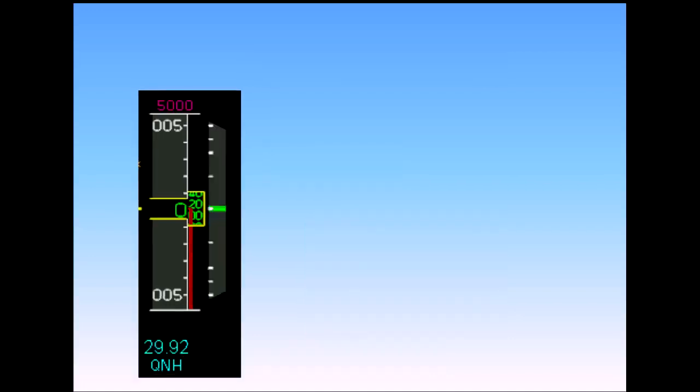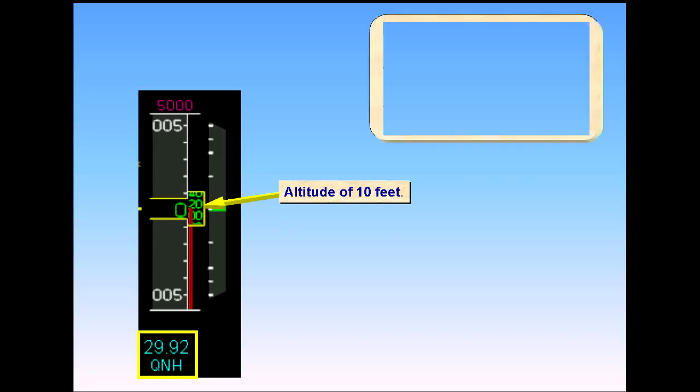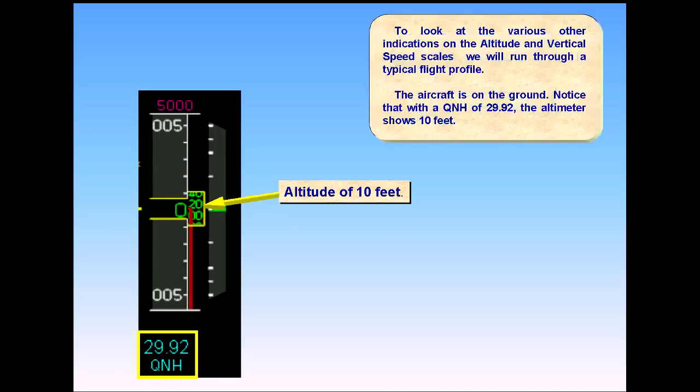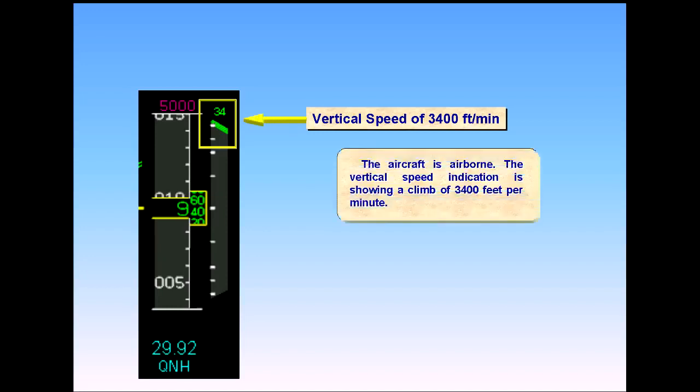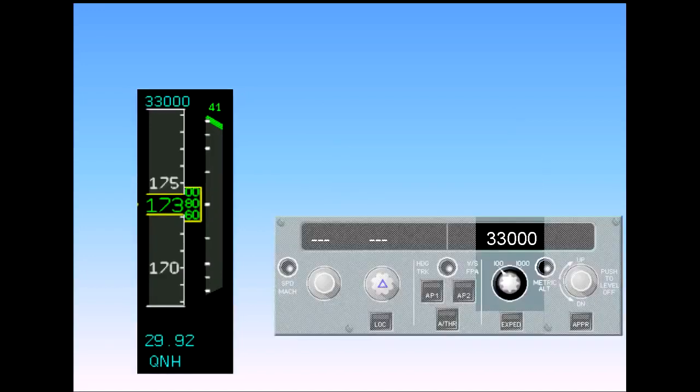To look at the various other indications on the altitude and vertical speed scales, we will run through a typical flight profile. The aircraft is on the ground. Notice that with a QNH of 29.92, the altimeter shows 10 feet. The aircraft is airborne. The vertical speed indication is showing a climb of 3,400 feet per minute. The aircraft has now been cleared to flight level 330, so the new target altitude has been set.